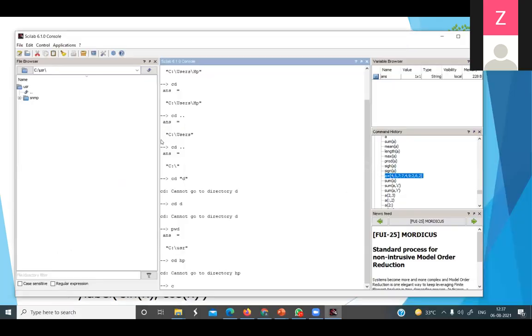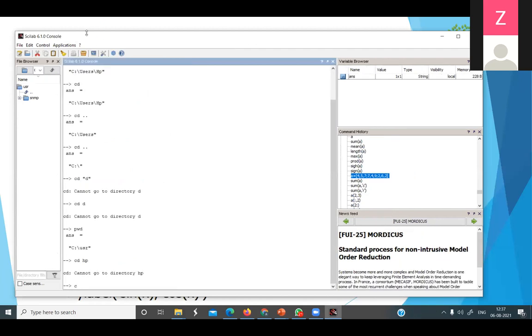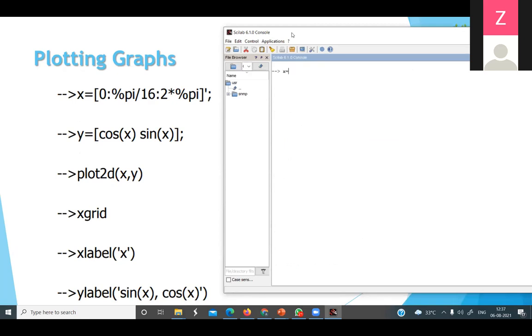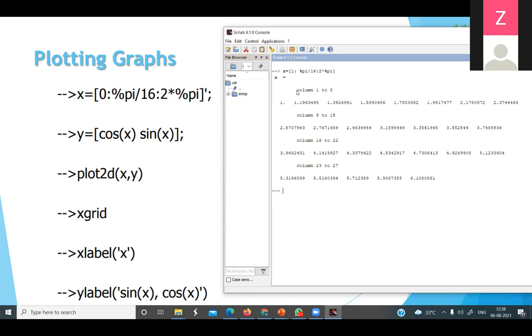Now the next topic is going to be plotting and charting. In case of plotting and charting, let me clear the screen first. Let us first of all define a variable x, which is from 0 to 2 pi. I want a step of pi by 16. So 27 values are generated of x, with values varying from 0 to 2 pi. And let us try to draw a graph of this.